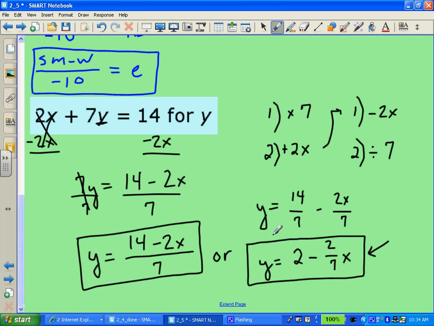Alright, so there's 2-5 for you. Again, please don't get freaked out by all the letters. Okay, I hope you saw through all those examples that we're just following the same steps. Okay, our answers just look a little bit different than before.